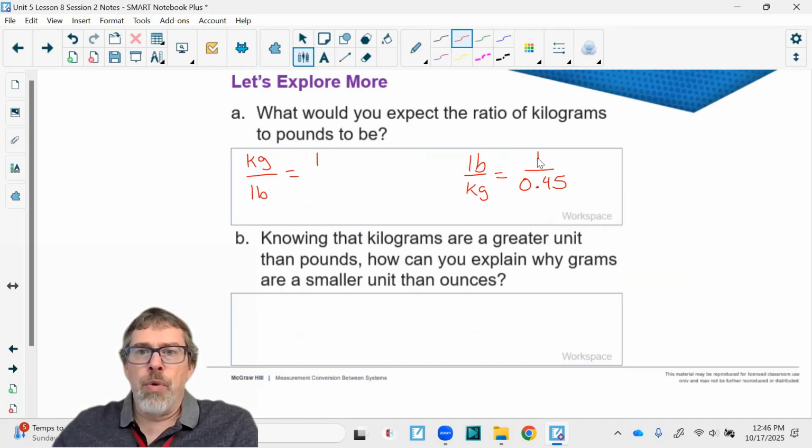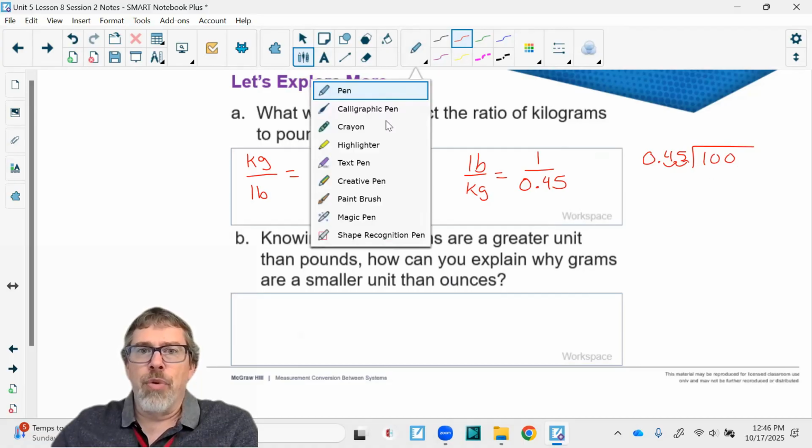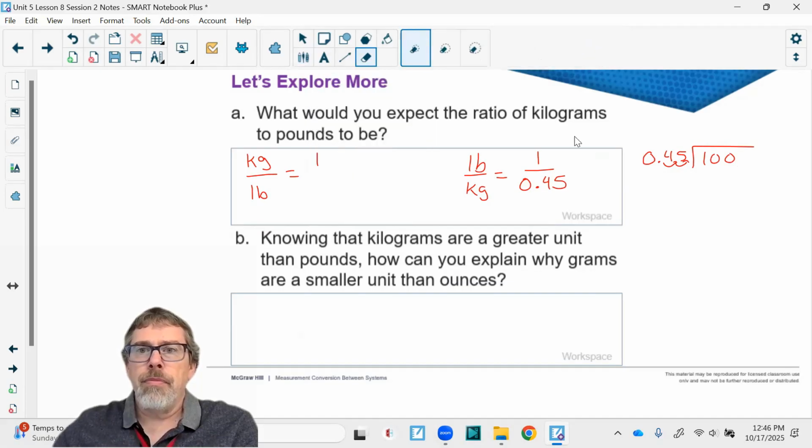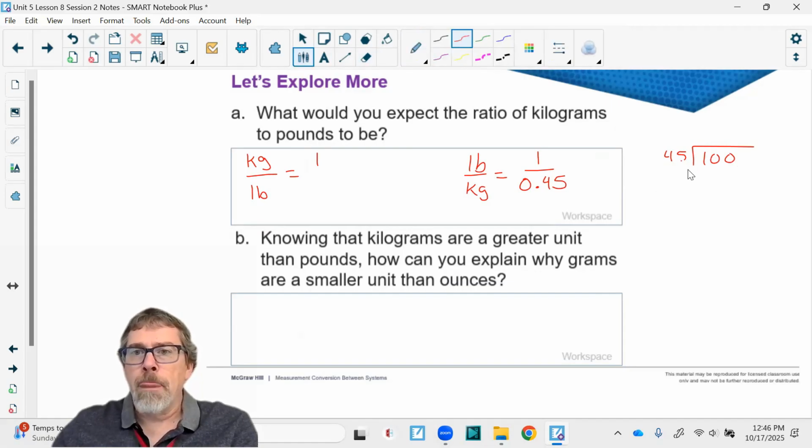So I would take 1 and divide it by 0.45. That's what this means: 1 divided by 0.45. And to divide by a decimal, we move 2 places to the right, and therefore we do that to the 1 as well. So we're going to end up with 45 instead of 4.5, and we're going into 100 instead of 1.